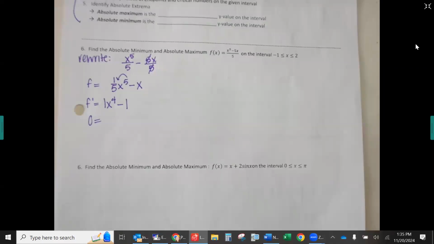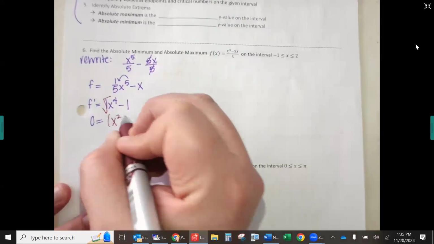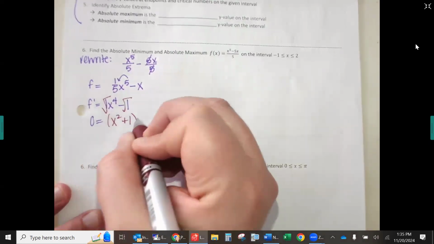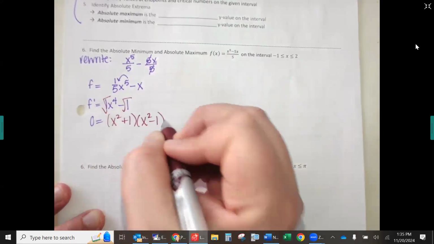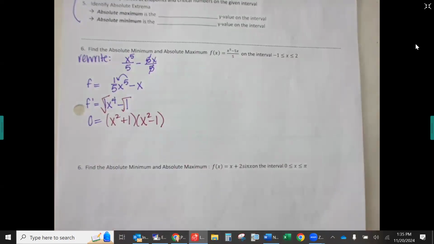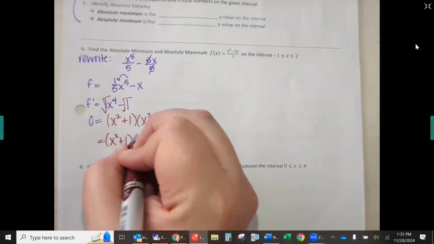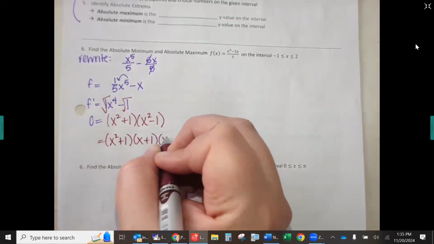So I'm going to take the square root of x to the 4. It's going to give me x squared. And then the square root of 1 is going to be a +1 and a -1. Now remember, I want to break it all the way down, so this one can break down one more time. What's the square root of x squared? x, and what's the square root of 1? Plus or minus 1. So we're going to have x squared plus 1, x plus 1, x minus 1.